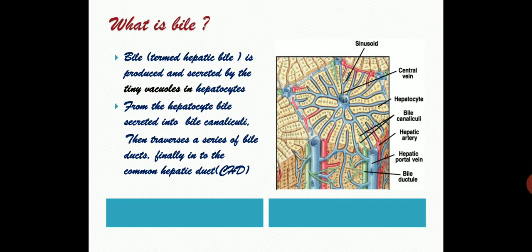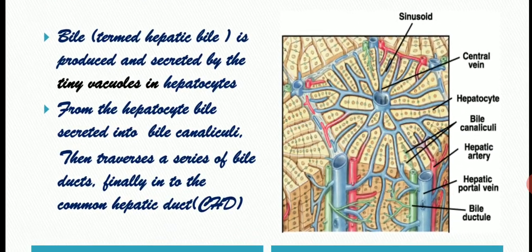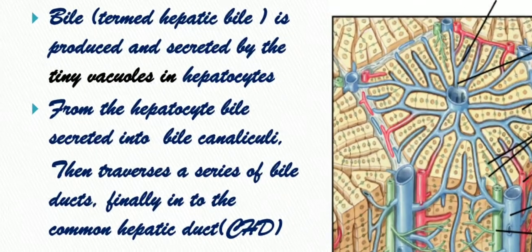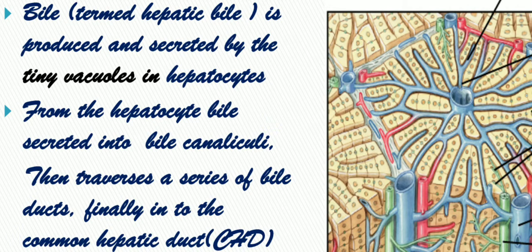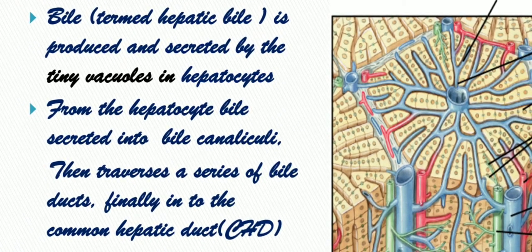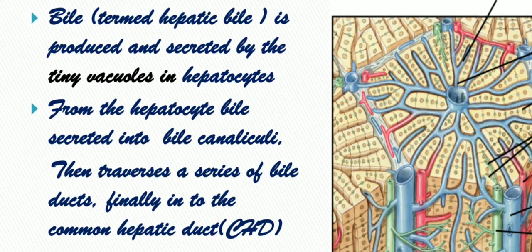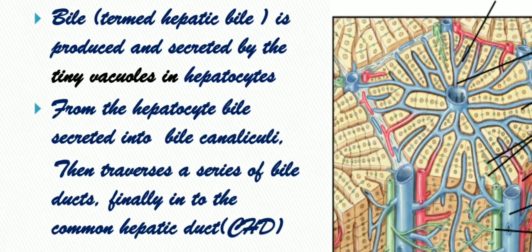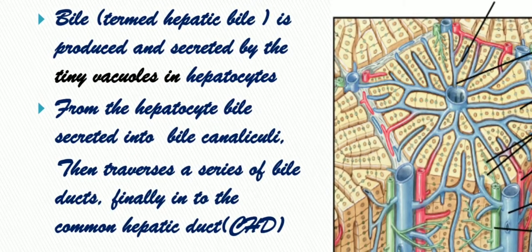Now the question is, what is bile? Bile, that is termed the hepatic bile, is produced and secreted by the hepatocytes. From the hepatocytes, bile is secreted into the bile canaliculi. Then it traverses a series of bile ducts, finally into the common hepatic duct, that is CHD.